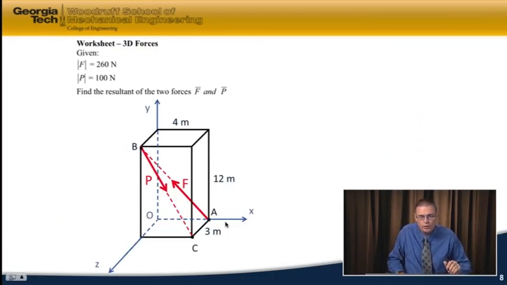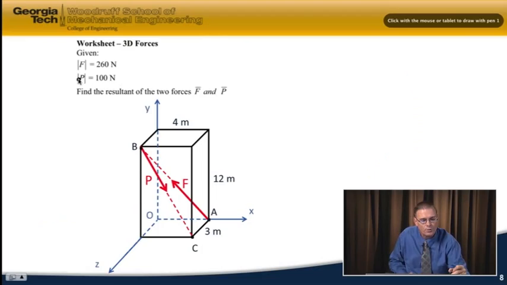Now I'd like you to do the same thing with force P, which has a 100 Newton magnitude, and you can see P goes from point B to C, and then find the resultant of those two forces, F and P, together. And I've included a solution to this problem in your module handouts, and so I would ask that you do this on your own and then check yourself to see that you've learned these outcomes.